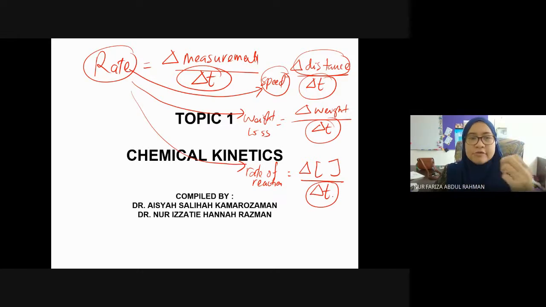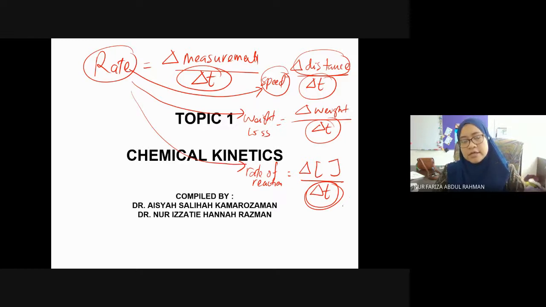So we want to study the rate of reaction. We're specific to chemistry. We don't want to study the distance. We don't want to study the weight. We don't want to study the mass. What we want to study is the change in concentration over time. The time can be hours, minutes, seconds, or months, as long as it is time. The unit can vary.